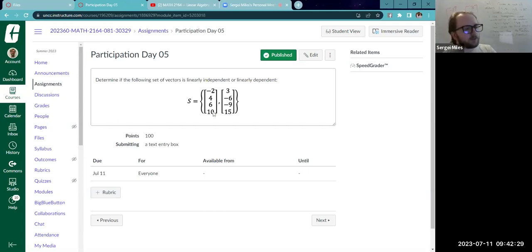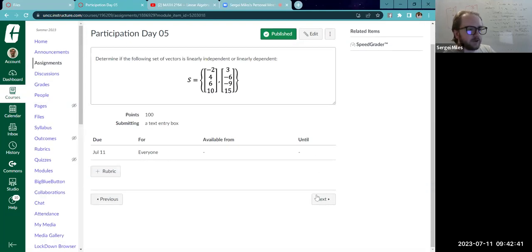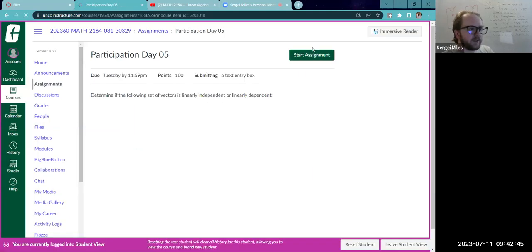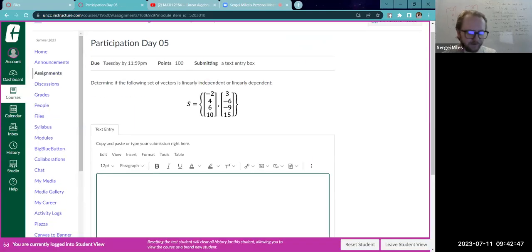If you like, you can also put these two column vectors into a matrix and row reduce them, and you'll see that in fact you'll get a pivot in each column. So these vectors are linearly independent. So for today's question, participation day 5, just start assignment, type in linearly independent, and that's it.